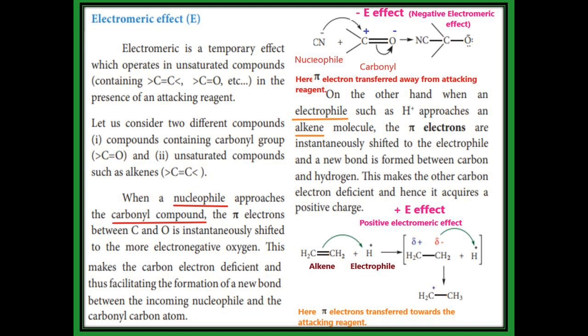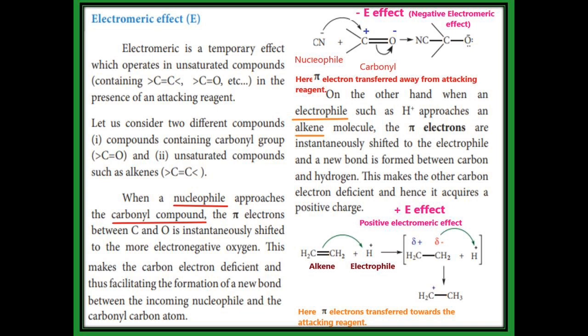The nucleophile has a negative character, so it attracts the carbon plus. Now here the pi electron is transferred away from the attacking reagent. The attacking reagent is the CN minus. When it attacks the C plus, the pi electron moves to oxygen. So the pi electron is transferred away from the attacking reagent. That effect is called the minus E effect, that is, the negative electromeric effect.